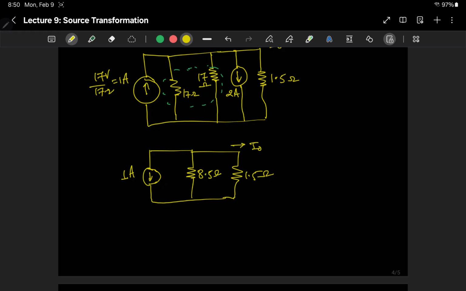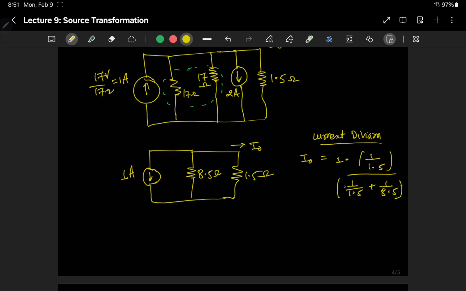And now at this point, we can use the current division rule. If we apply current division, we can easily calculate I naught, which is the source current, 1 ampere, times 1 divided by 1.5, divided by 1 divided by 1.5 plus 1 divided by 8.5. And if we calculate that, that is 0.85.